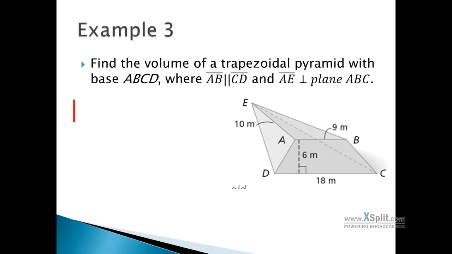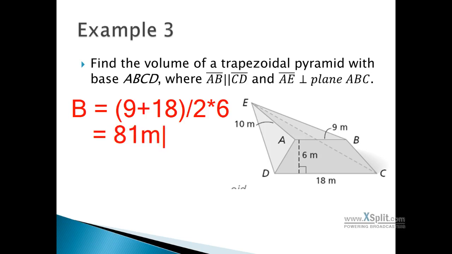All right. Volume is going to be base area times height. Let's find the base area first. Base area, if you remember from trapezoids, is base 1 plus base 2, divide by 2, multiply that by the height. 9 plus 18 is 27, divided by 2 is 13.5, multiply that by 6. Let me take a calculator out real quick here. 9 plus 18 divided by 2 is 13.5 times 6 would be 81. Our base is 81 meters squared in area.